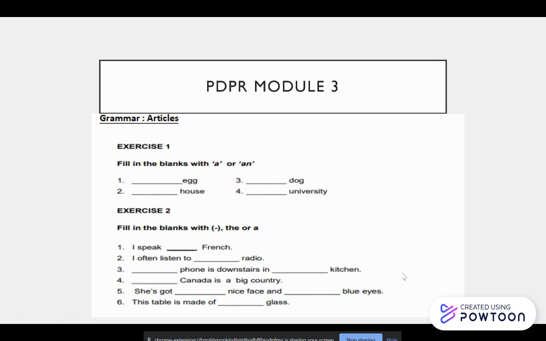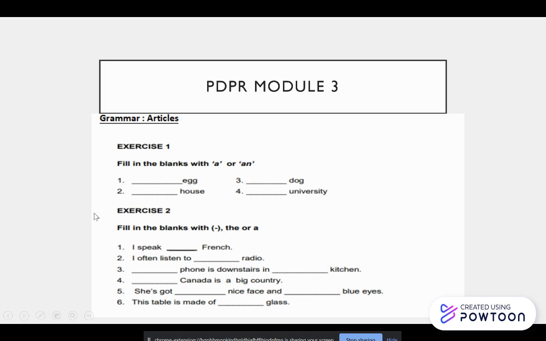So here we will be answering the PDPR module which you'll be getting. The practice that I gave you is on articles. So you need to fill in the answers based on what I explained to you just now. If you see here the first exercise, a and an. This is the first practice for you for today. Okay. You'll be getting it in the PDPR module.